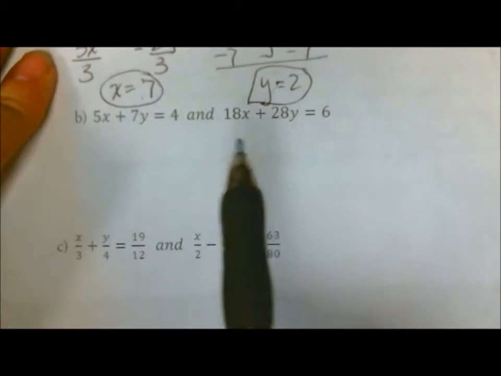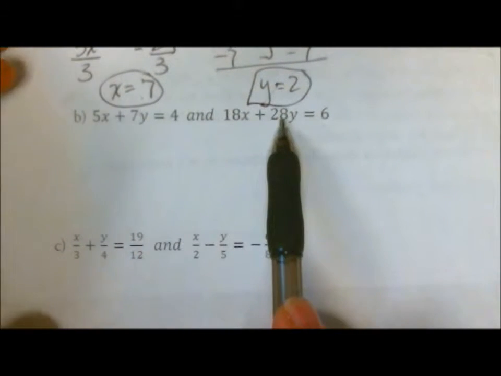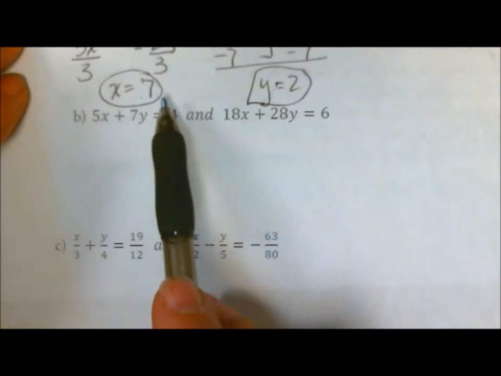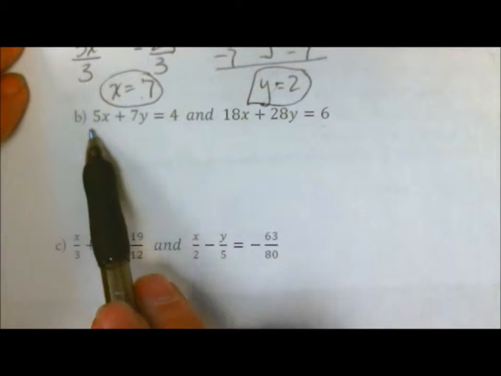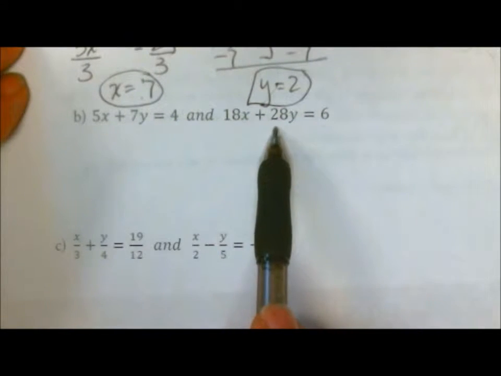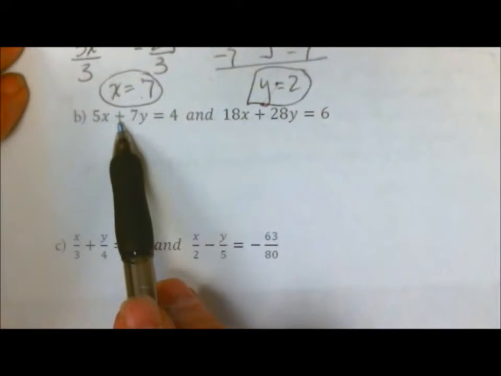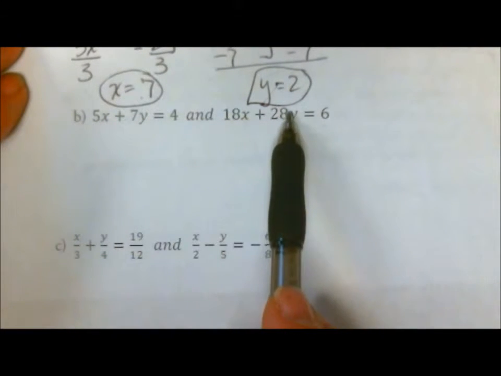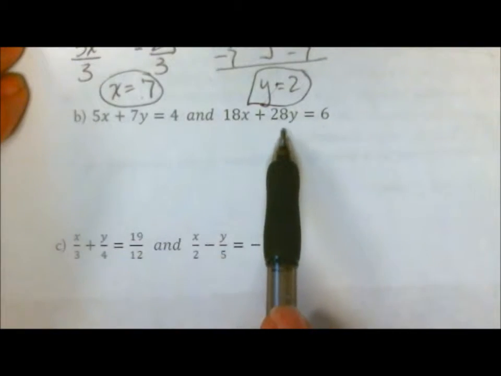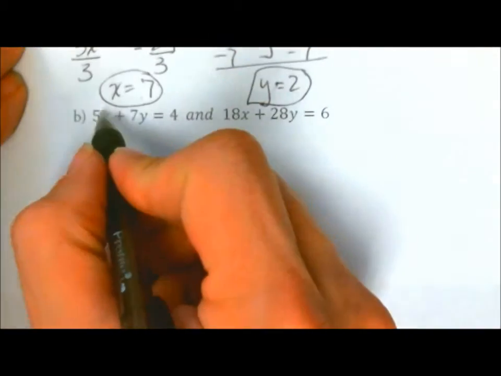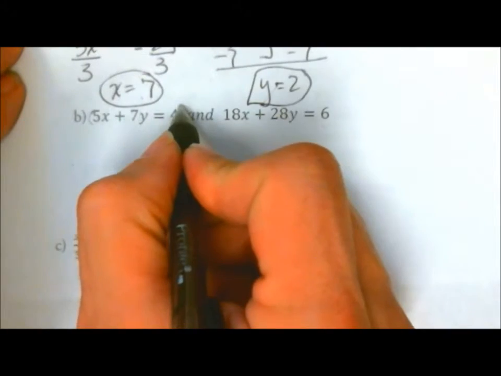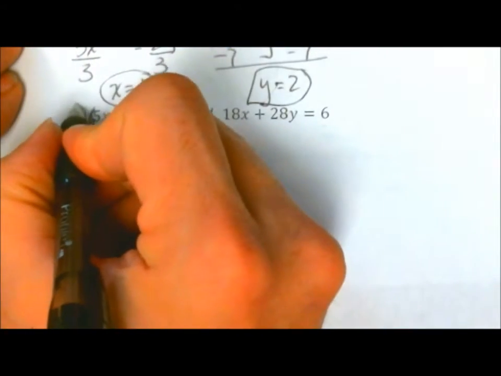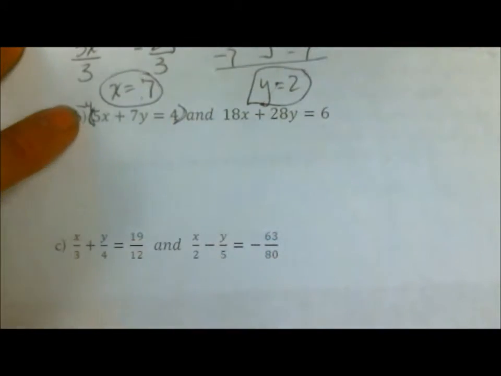But I do notice one thing. I notice that 28 is a multiple of 7, which means I could multiply this equation by 4 to get 28. However, I want to multiply it by a negative 4 so that I have a negative 28 here, which is the opposite of a positive 28 here. So that's what I'm going to do. I'm going to multiply this equation entirely by a negative 4. So let's look at that.